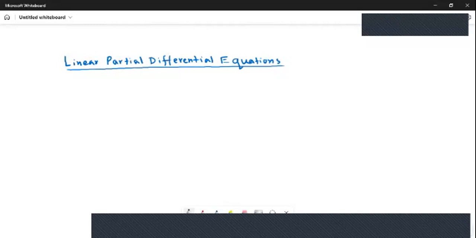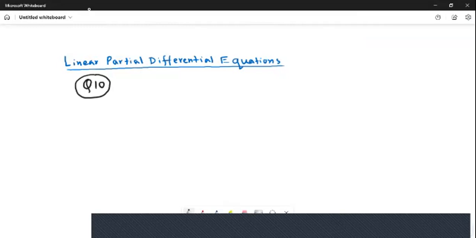So, linear partial differential equation. Let us see one particular problem. Question number 10, which was actually a very interesting question. You need to find the GS. What is GS? General solution, right?